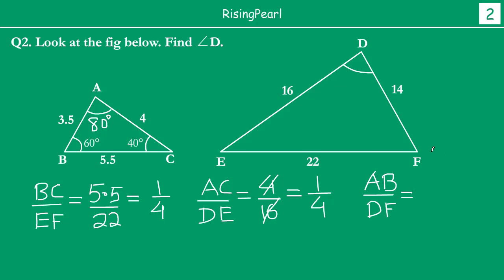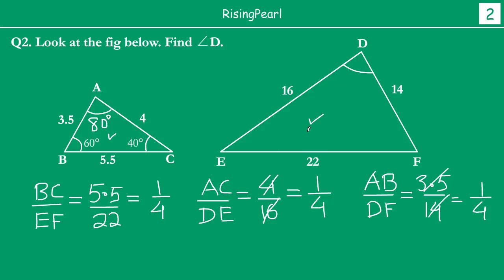If you do this, then AB is 3.5 and DF is 14. So if you do this, friends, 3.5 2s are 7, 2s are 14, so this will cancel out. This will be again 1 by 4.